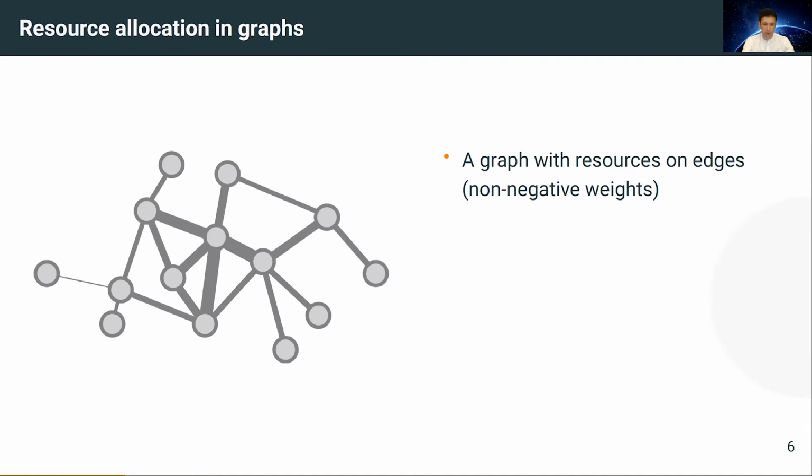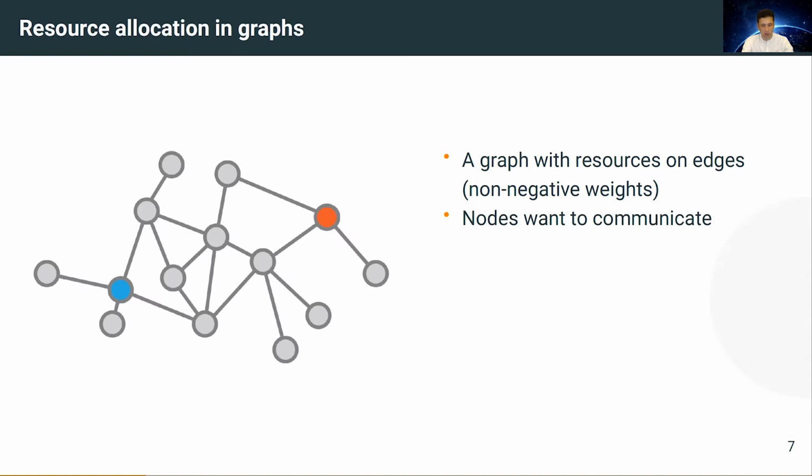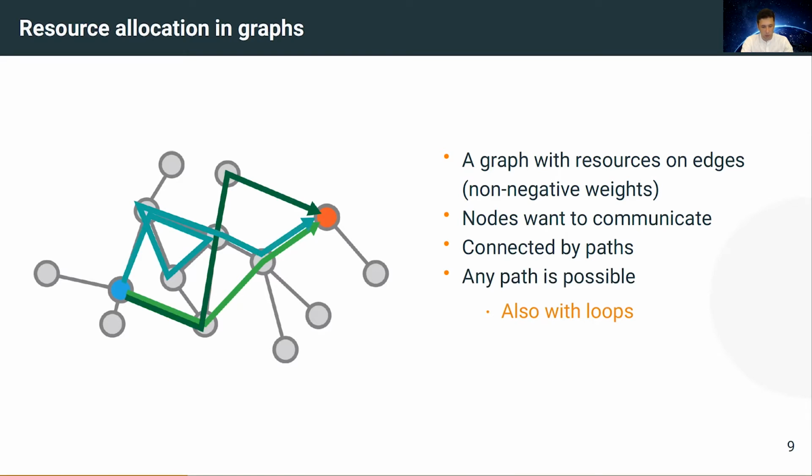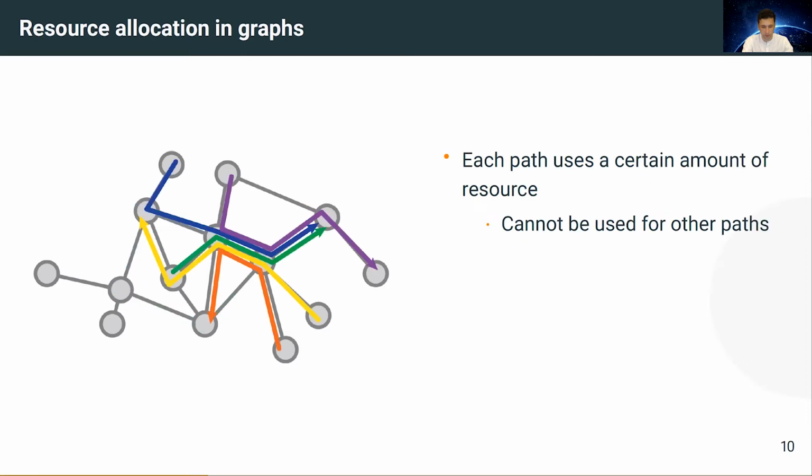Let's now have a look in a bit more detail at how resource allocation in graphs works. A graph with resources on edges is represented in the figure. The resource is a non-negative edge weight that is associated with every edge and of varying amount, as shown by the thickness of the lines. We assume that there are nodes that want to communicate and want to do so by connecting through paths. On each of these paths, we will have an allocation. We do not restrict the shape or form of the paths, and we allow paths with loops.